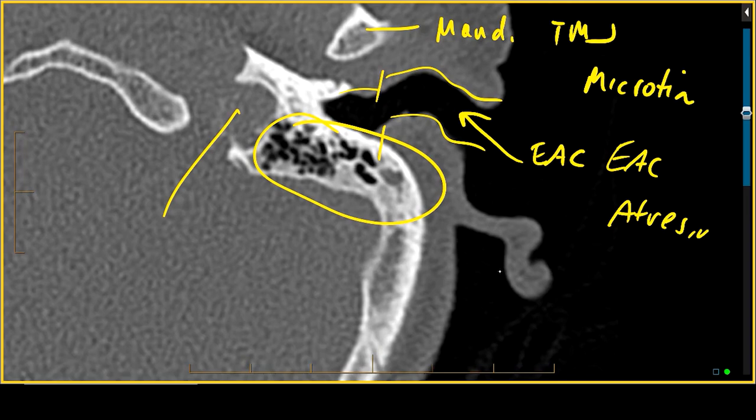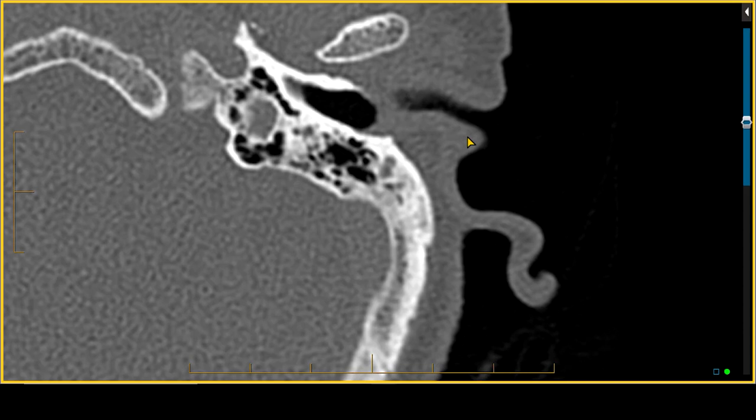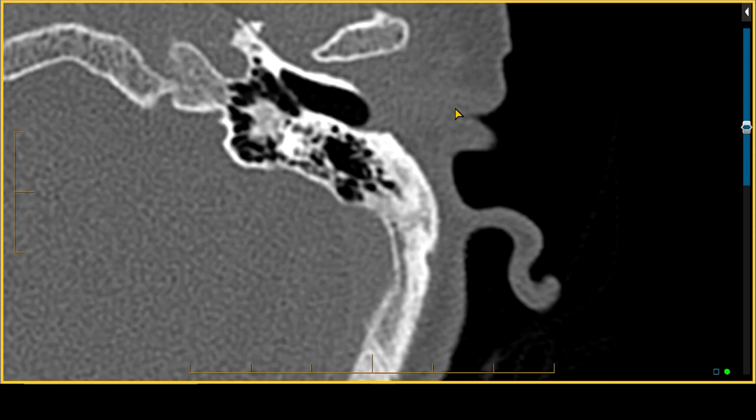Let's continue to scroll. And as we scroll, we see a greater portion of the bony portion of the external auditory canal. Here you see the bone, the anterior wall, and the posterior wall of the external auditory canal. We are no longer seeing the cartilaginous portion. We are just seeing the bony portion. Where does the external auditory canal end? It ends on this structure, which is our tympanic membrane.